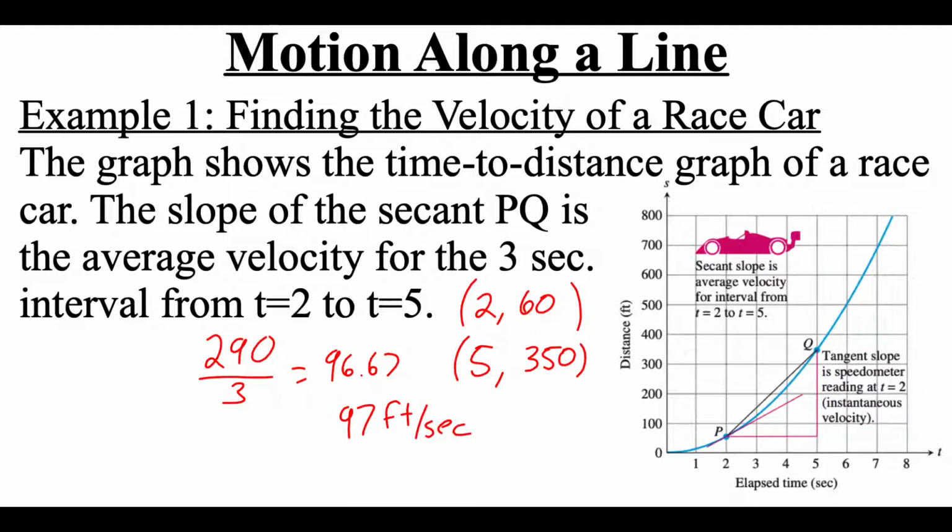Now, if we wanted to find the instantaneous velocity, so maybe here at point P, then that tangent line would be the velocity at that specific 2-second time value.